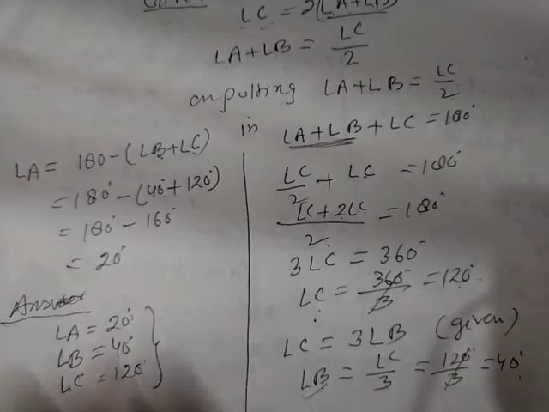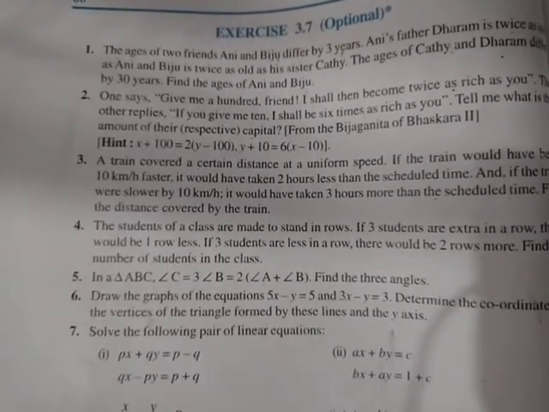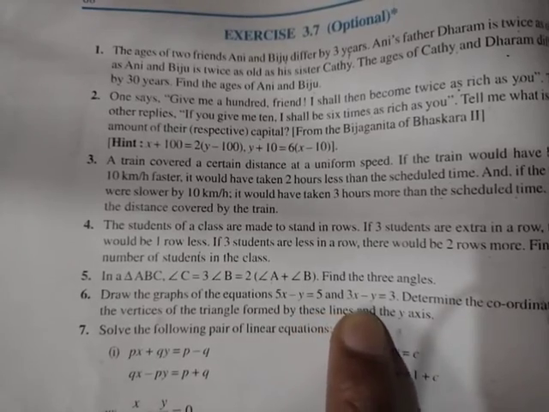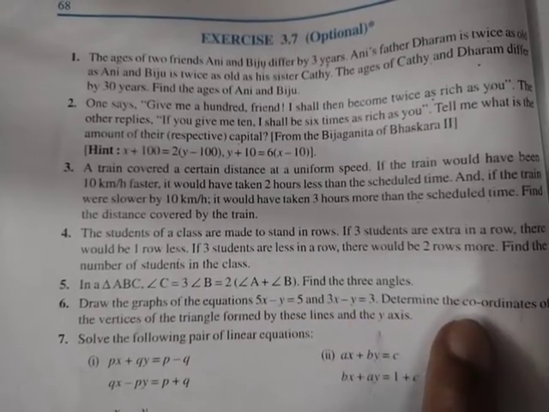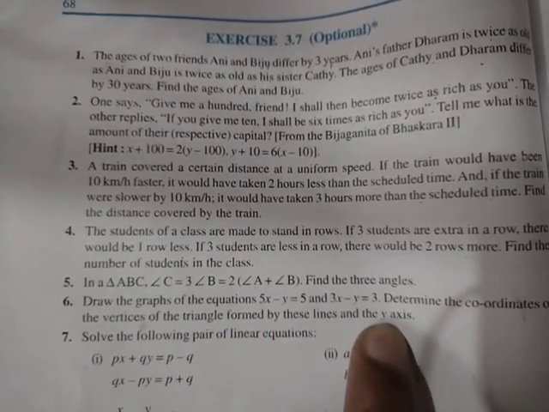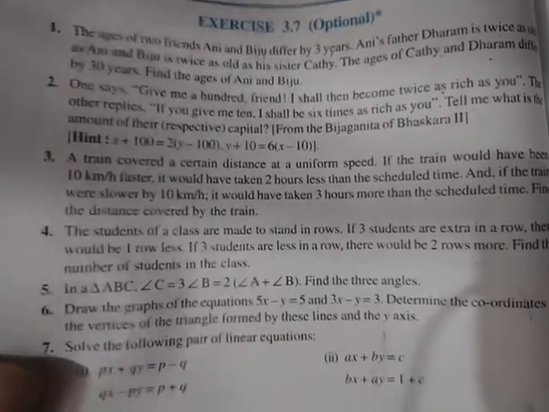Now you see the next question. Draw the graph of the equations 5x minus y is equal to 5 and 3x minus y is equal to 3. Determine the coordinates of the vertices of the triangle formed by these lines and the y-axis. Okay, student. Now you see question number 6.